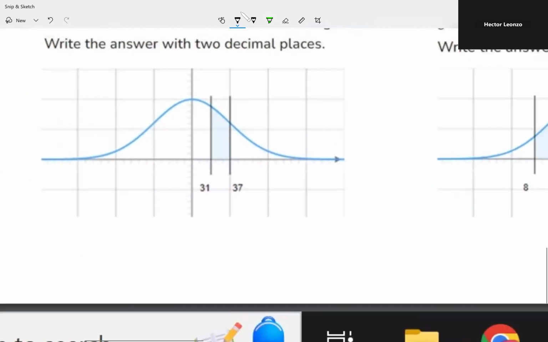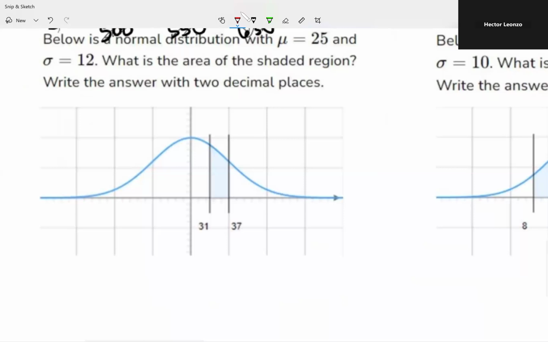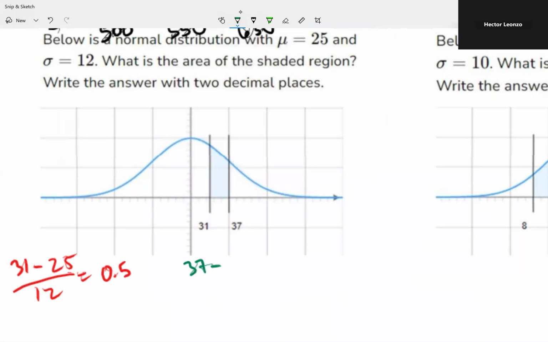Okay, I need to find two z-scores, 31 and 37. Remember how my mean is 25 and standard deviation is 12? So for my first z-score, I'm going to go 31 minus 25 over 12. And that's going to give me positive 0.5. Positive because it's to the right of the center. Makes sense. The other z-score, I'm going to use 37, right? So I'm going to go 37 minus 25 divided by 12. Now 37 minus 25 divided by 12 gives me positive 1. It is to the right of the center, so it makes sense.